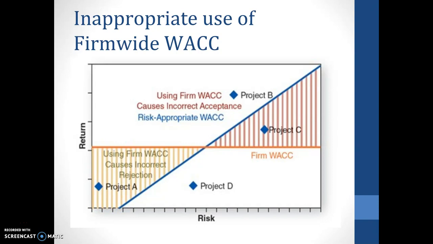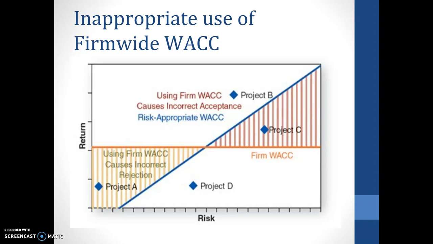Now, if we're taking a look back at the inappropriate use of firm WACC, we have our shaded boxes here where projects were incorrectly rejected or incorrectly accepted. Incorrectly accepted would be the case of C, where it's below the risk return line, but above the firm's WACC, and then in the case of project A, where it's incorrectly rejected, more return than it is risk, but below the firm-wide WACC.